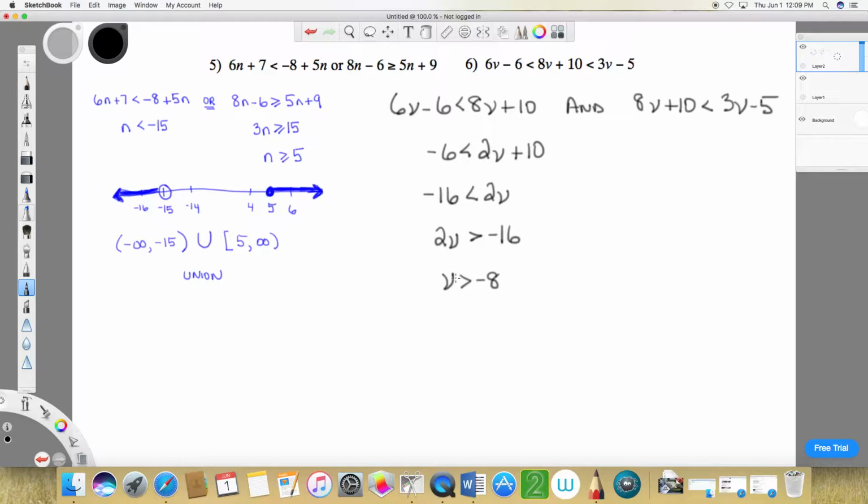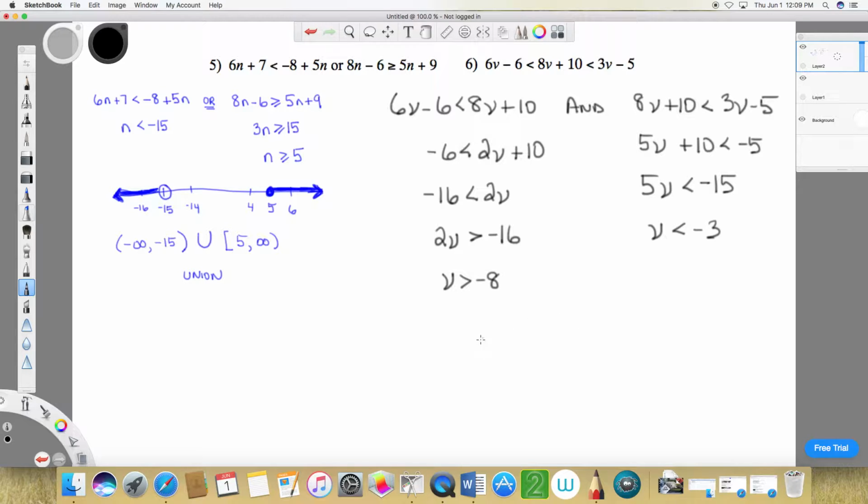But that's not our final answer. We have to come over and take a look at this other inequality. Let's subtract 3v from each side. And let's subtract 10 from each side. Now remember that subtracting 10 is not going to change the direction of the arrow. It's only if you multiply or divide by a negative number. Like here, when I divide by positive 5, even though this 15 is negative, when I divide by positive 5, that arrow stays in the same direction. -15 divided by a positive 5 is -3.